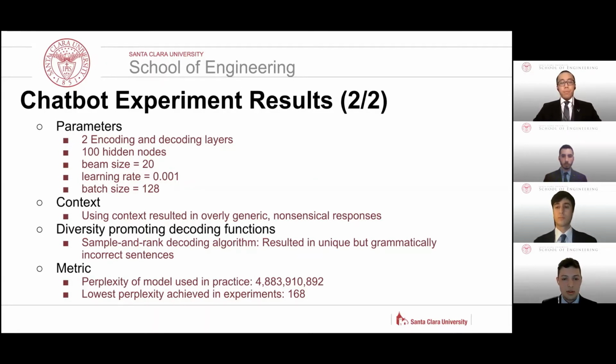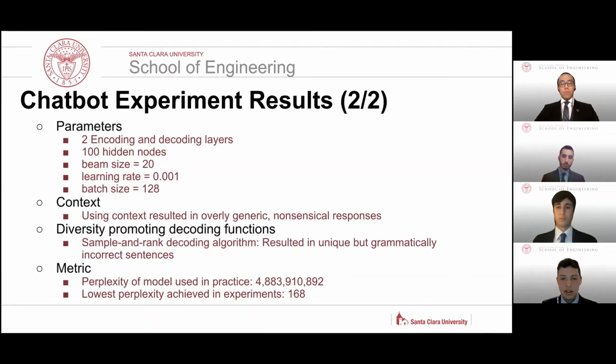An evaluation of the chatbot's responses was done using both the perplexity metric and manually interacting with the chatbot. As for context, we found that incorporating more context actually significantly increases the perplexity error, resulting in overly generic and nonsensical responses. So we limited the context to only the previous statement. Next, for diversity promoting functions, we tested also with functions that help the chatbot be more diverse in its responses. However, we found that responses were often grammatically incorrect, and so we left that out as well.